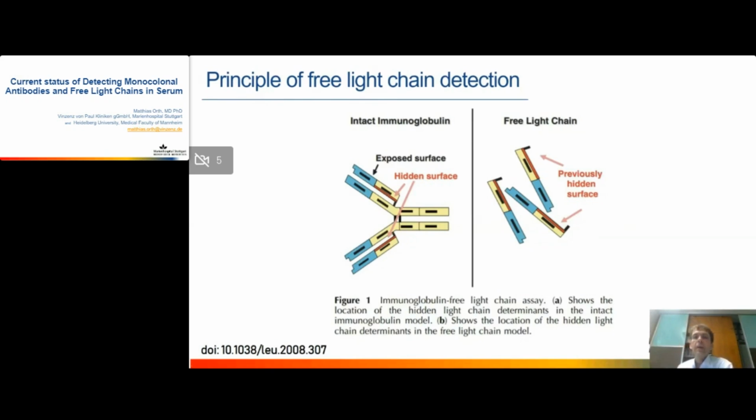And this is the so-called hidden surface. In the intact protein, in the places where this arrow goes, the antibody for the detection cannot bind. But when we have the free light chain, then this previously hidden surface becomes accessible, and the antibodies will bind and can be quantified.